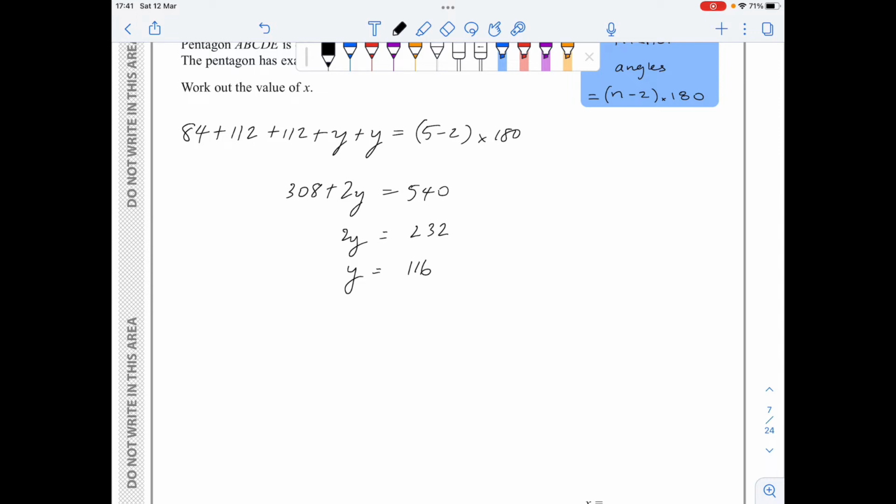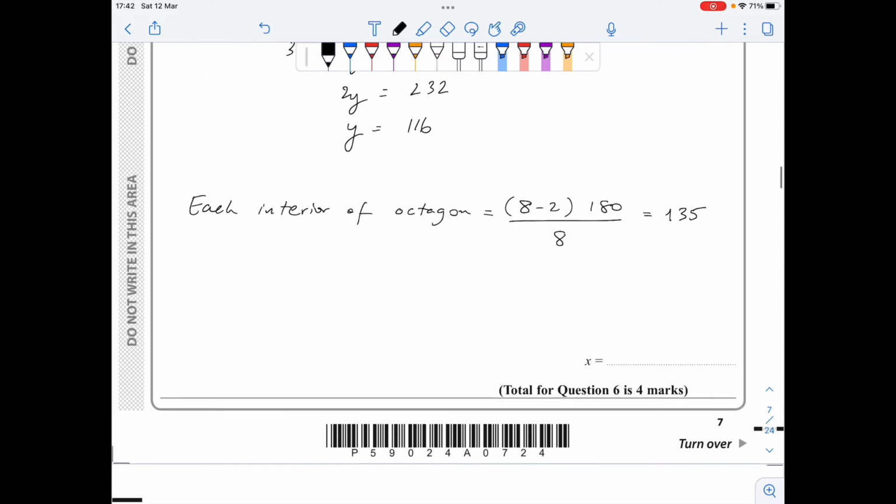Now, the octagon is a regular one, so to find each interior angle of the octagon, I will apply the same formula and then divide by 8. So each interior angle is equal to 8 minus 2 times 180 over 8, which comes out to be 135. Hence, x is equal to 135 minus the value of y, which comes out to be 19.